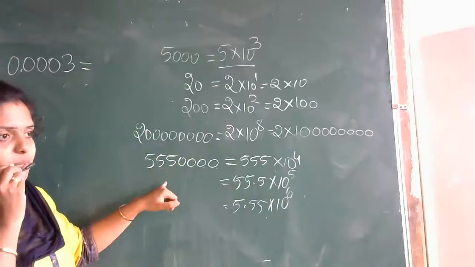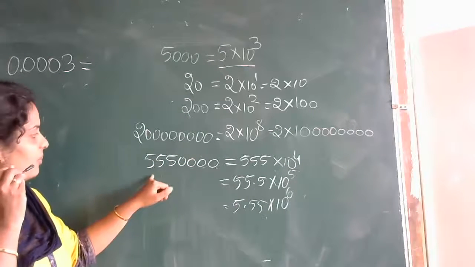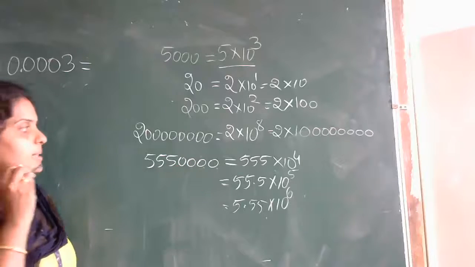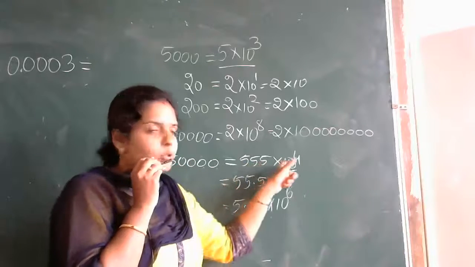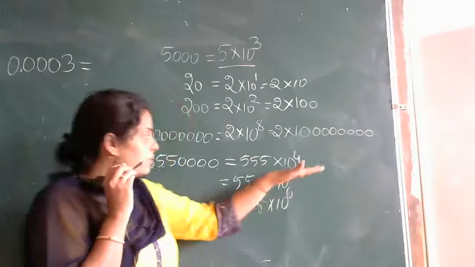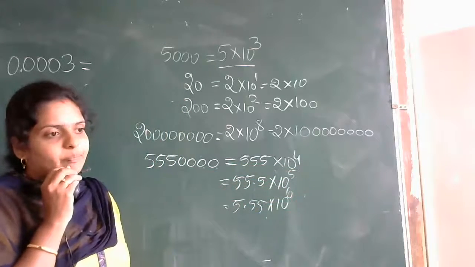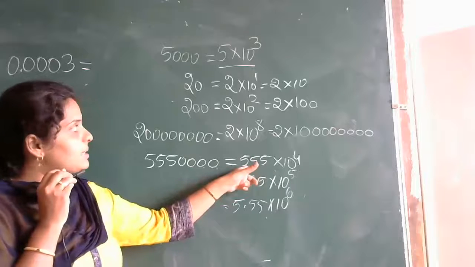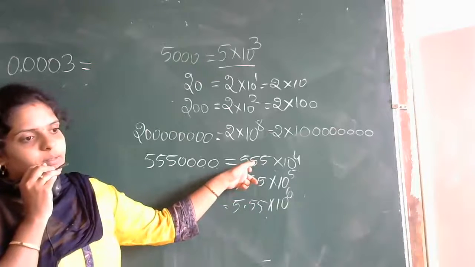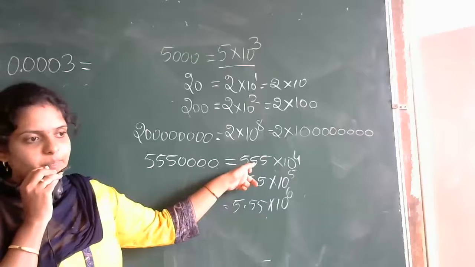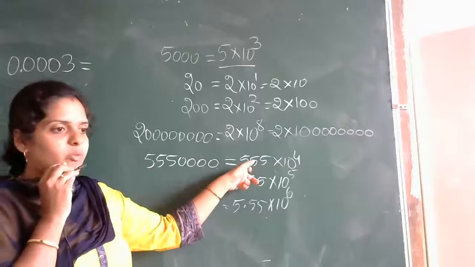Next I have taken a different example. In this example you have 555 and 1 2 3 4 zeros, right? So here I can write it as 555 into 10 raised to 4. If this is clear, then you can understand the next method. This is clear till the fourth example. Is it clear everyone? Very simple it is. I hope you understood.